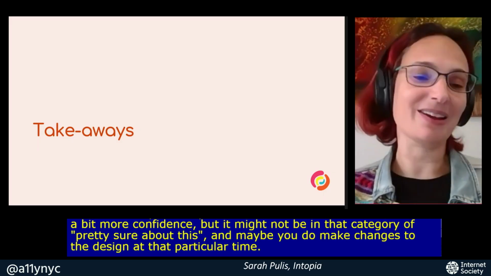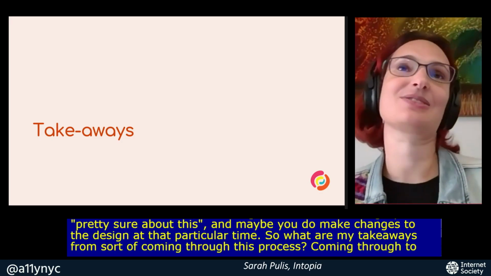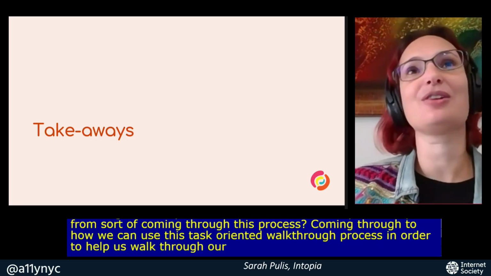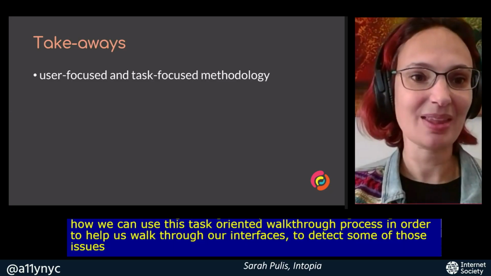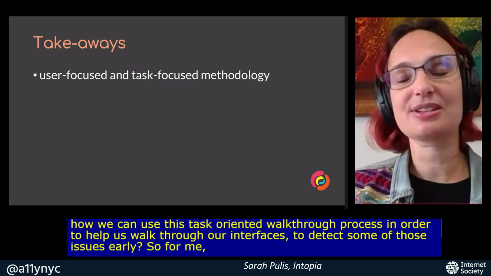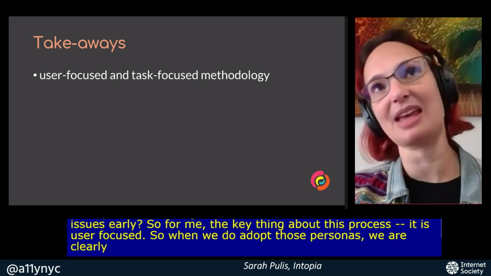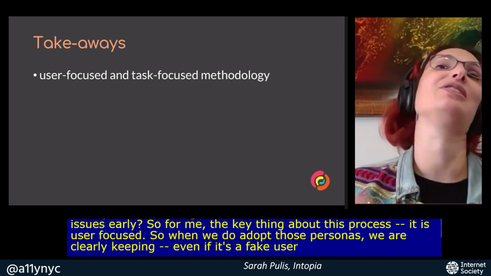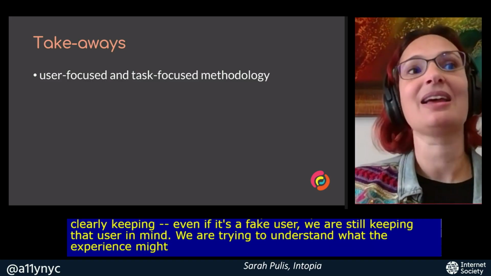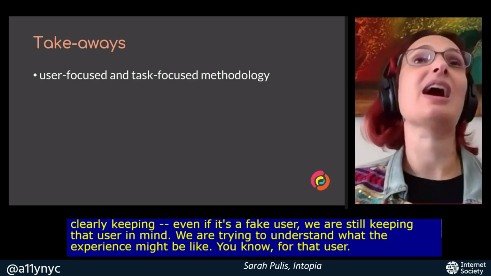So what are my takeaways from coming through this process, and how we can use this task-oriented walkthrough process to walk through our interfaces and detect some of those issues early? For me, the key thing about this process is that it is user-focused. When we adopt those personas, even if it's a fake user, we are still keeping that user in mind. We are trying to understand what the experience might be like for that user. The other key thing I think is that it's task focused.